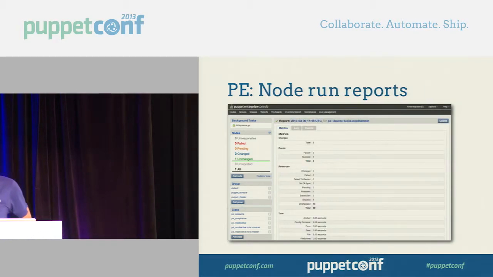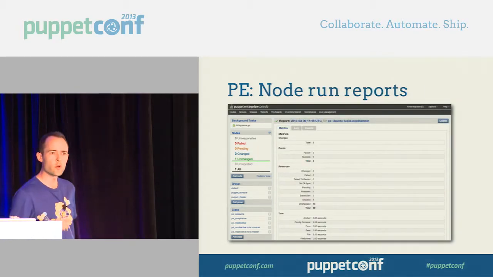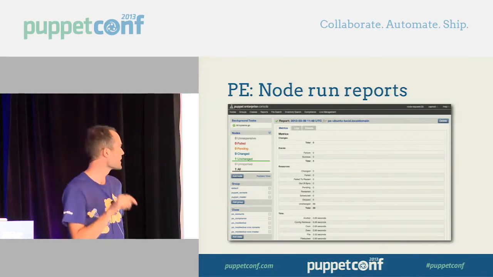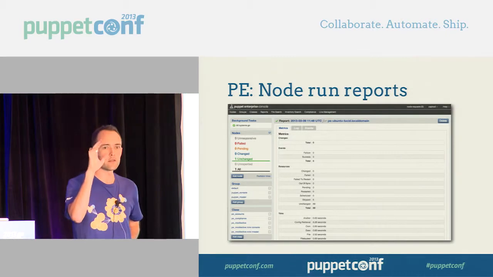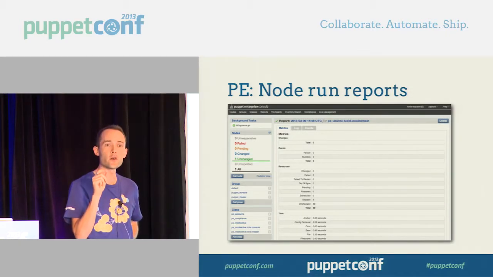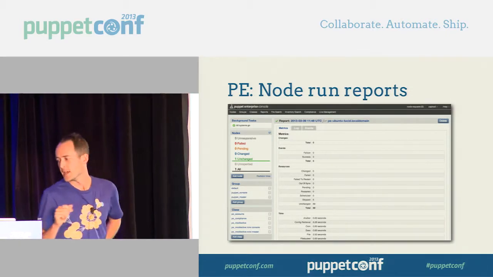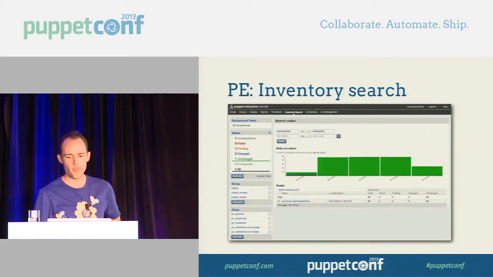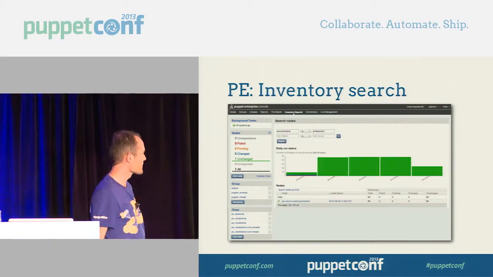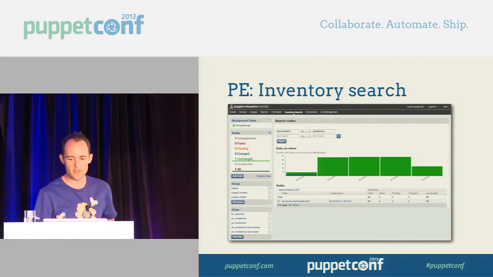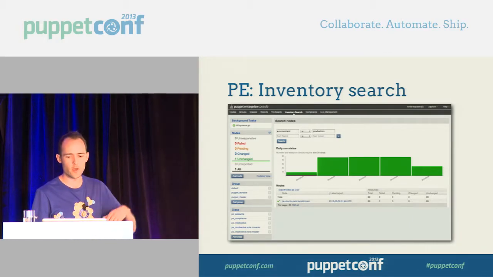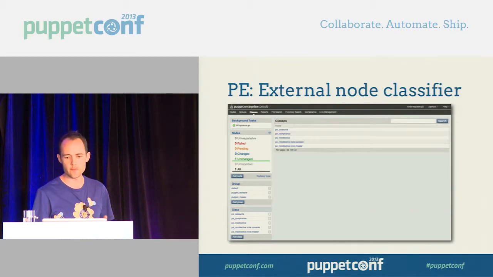So I also took a look at the actual node run reports. If you open up one of those node run reports, you're looking at the metrics and the logs and the events for that node on that particular run. And then I also took a look, so we have event reporting in Puppet Enterprise, where you can actually run a simple query and get information about which nodes match certain facts.